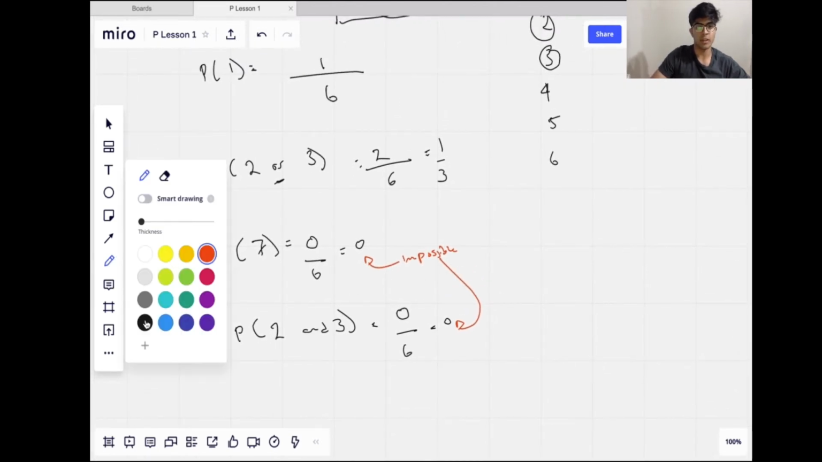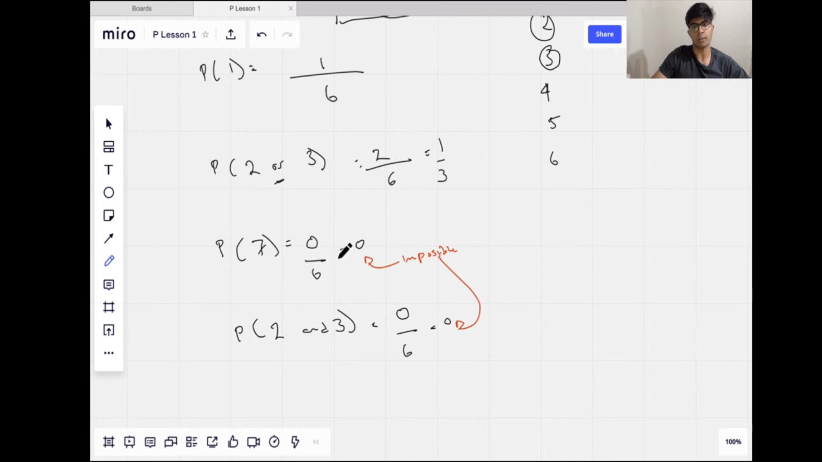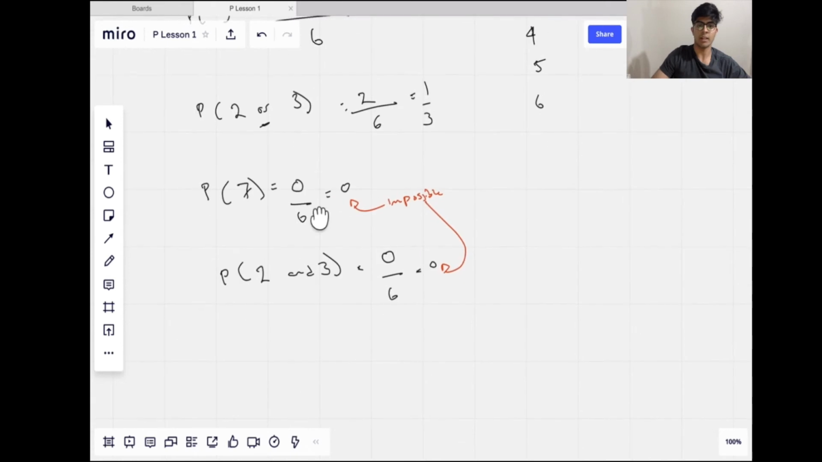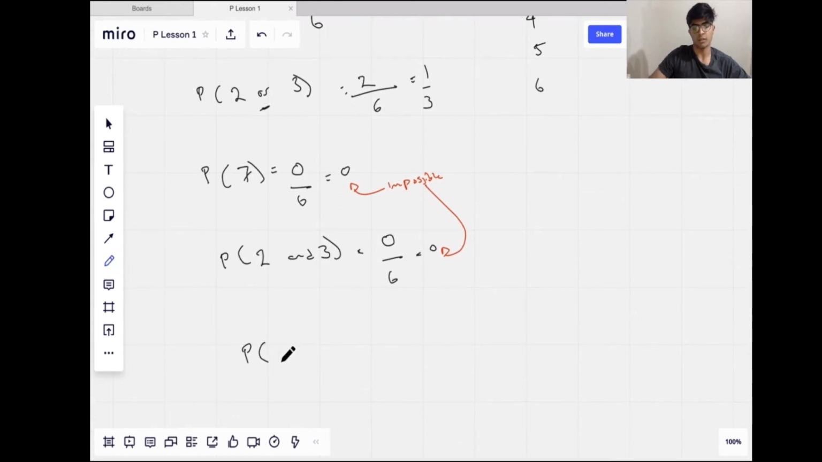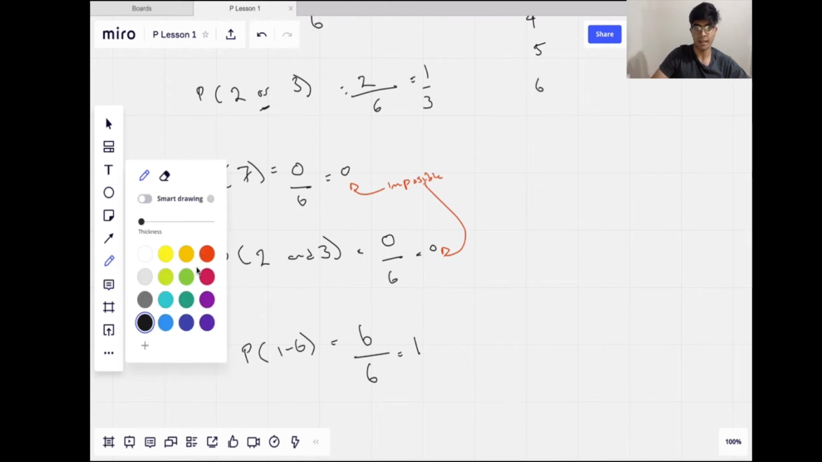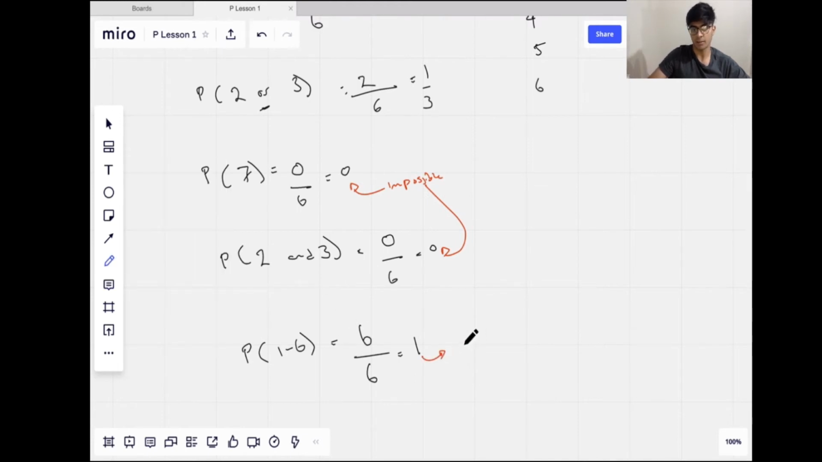And since that's the least a probability could be, what's the most a probability could be? Well, let's say the probability that the face shows 1, 2, 3, 4, 5, or 6, so any number 1 to 6. In that case, 6 outcomes would satisfy that, and there are 6 outcomes in total. So the probability is 1, i.e., it's guaranteed to happen.